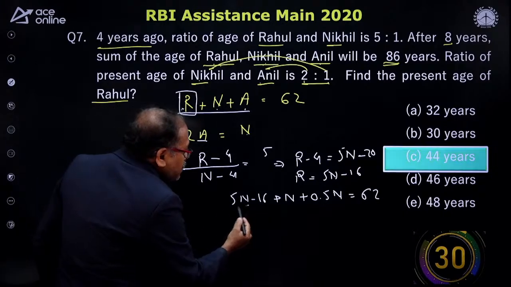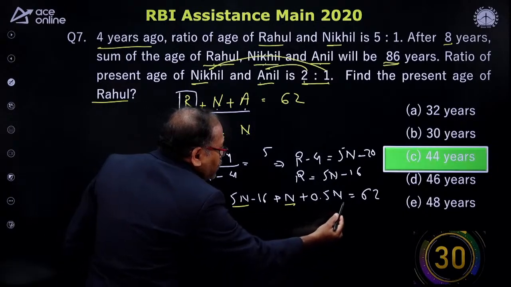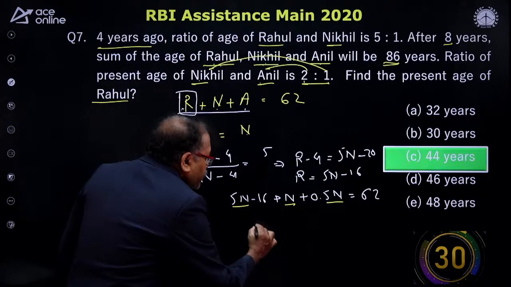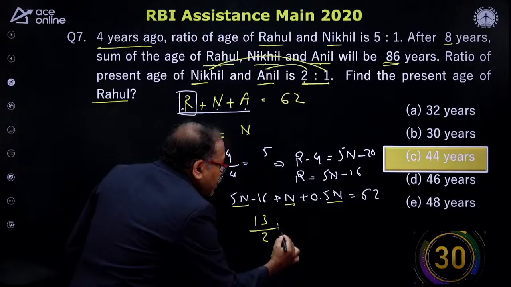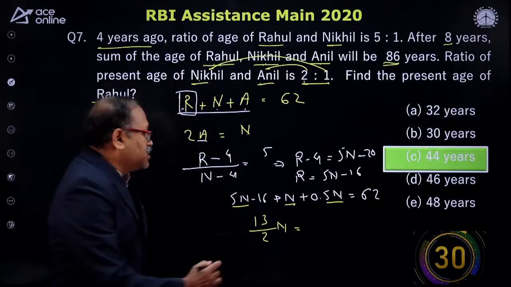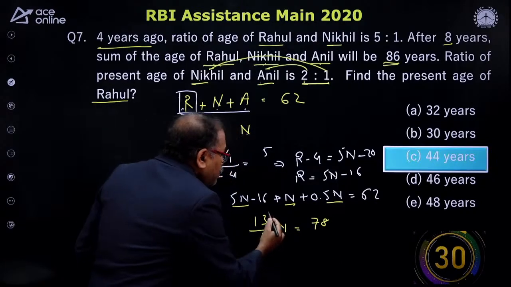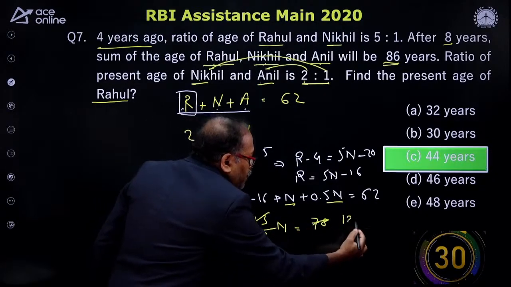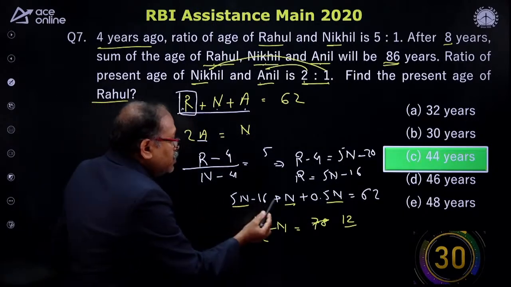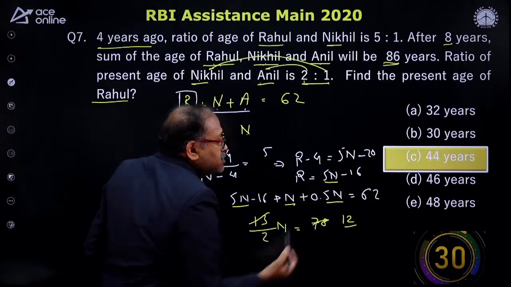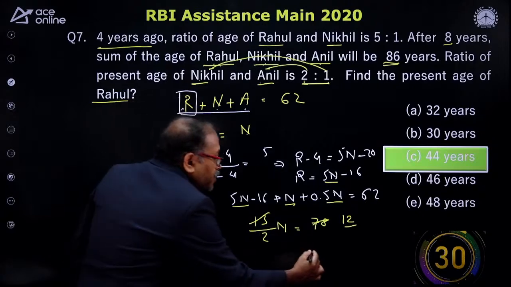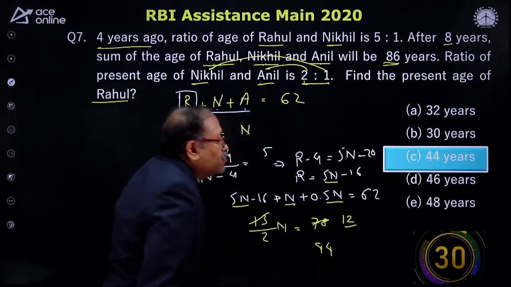Now look at this one. 5n plus n is 6n, plus 0.5n is 6.5n, that is 13 by 2n. So 13 by 2n is equal to how much? The 16 will go to the other side, making 78. Then you are getting n equal to 12, but I need r. When r is equal to 5n minus 16, 5 times 12 is 60, 60 minus 16 comes to 44. So r is equal to 44.